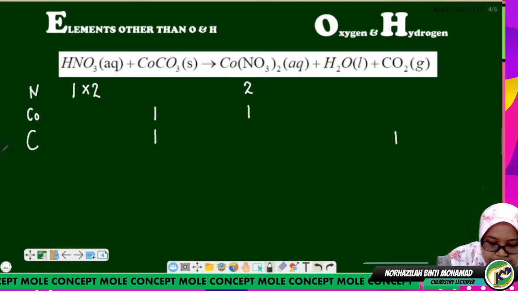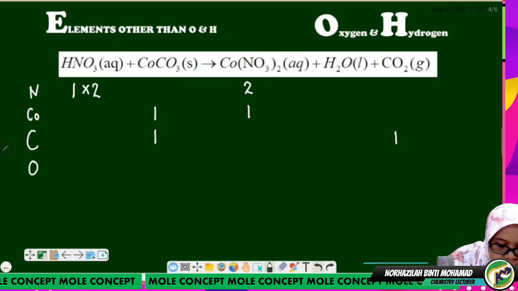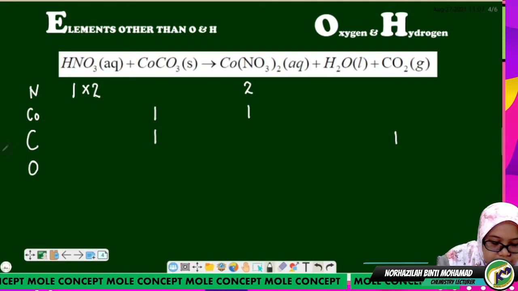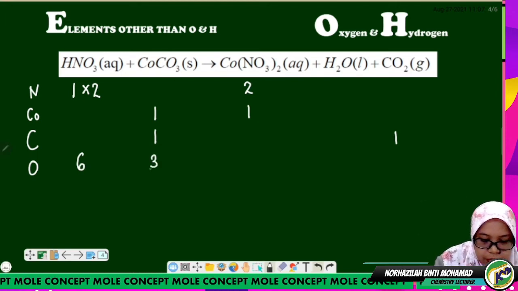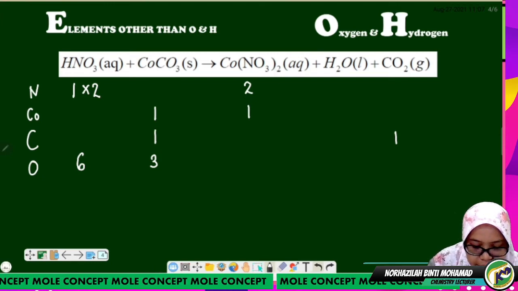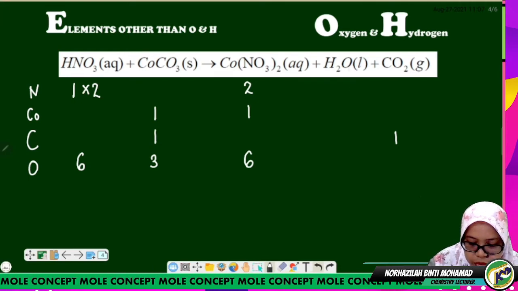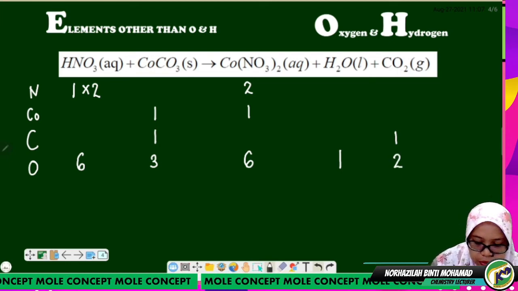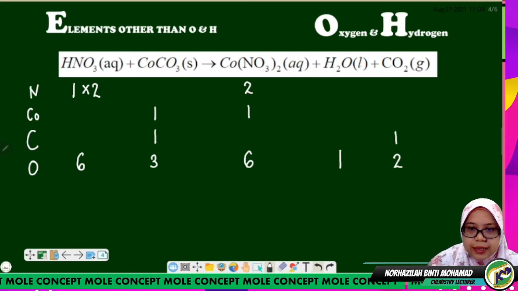Okay, and after that, we look at the number of oxygen. Since the HNO3 we have multiplied by 2, we have 6 oxygen here, and then we have 3 oxygen here. So the total is 9. And then this one we have 3 times 2 is 6, and in H2O we have 1, in CO2 we have 2. So the total is also 9. So the number of oxygen is balanced.